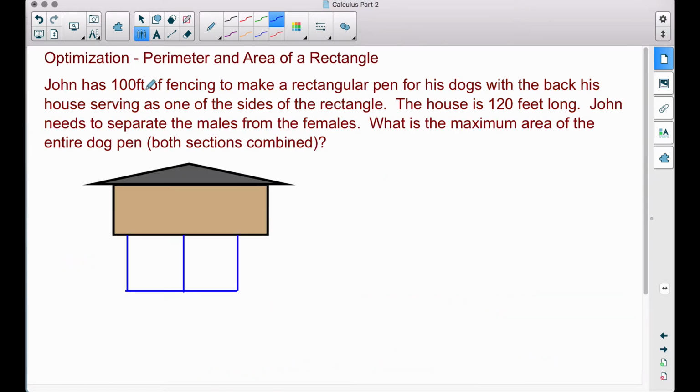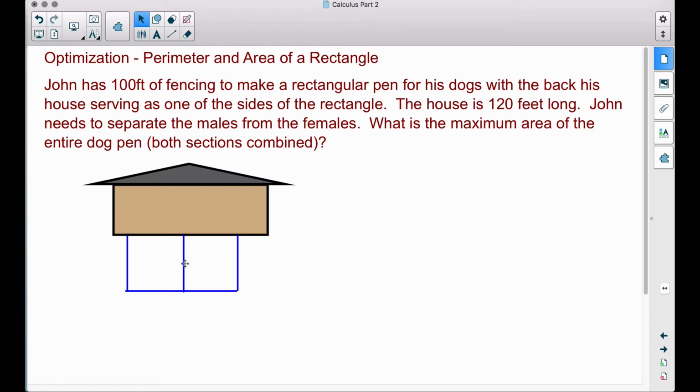John still has 100 feet of fence. He wants to make a pen for his dogs. He's going to use the back of his house as one of the sides of the rectangle. However, John needs to separate the males from the females. What is the maximum area of the entire dog pen with both sections combined?